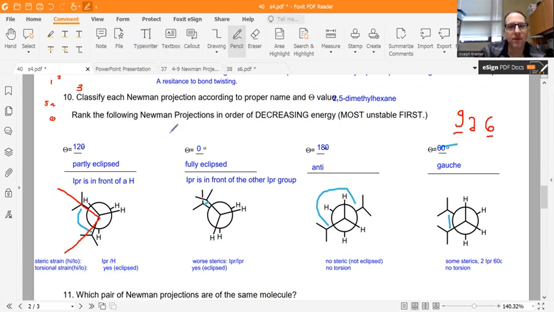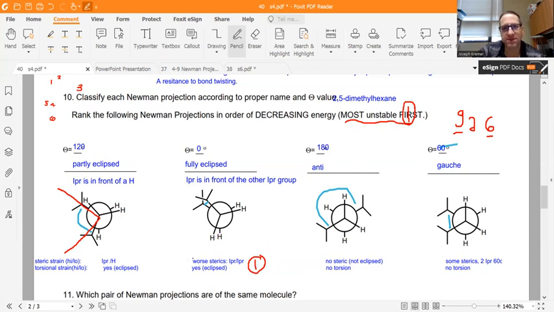So we're going in decreasing energy, most unstable first. Yes, indeed, this is the most unstable. That doesn't mean it's not allowed to exist. It is allowed to exist. As a matter of fact, out of 100 molecules, 10 of them will likely exist as a fully eclipsed conformation.